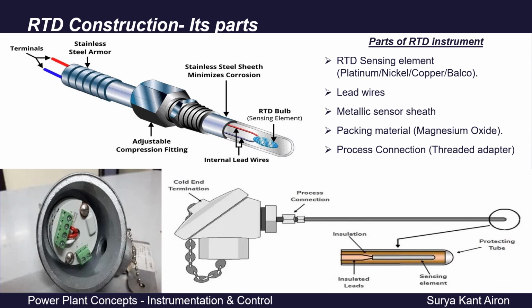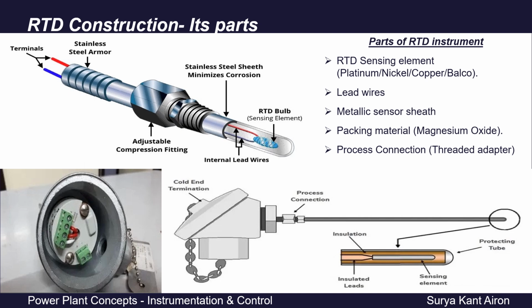Sensing element, then lead wires, then to protect it, this metallic sensor sheath, and inside this sensor sheath we fill it with packing material, magnesium oxide. Benefit, it reduces the vibration impact. Then for process connection we have threaded adapter, both side thread connection, and one side of this thread connection we fit to our thermowell or the pipeline. On the other side we can install our temperature transmitter or this cold end termination for wire connection. Clear?